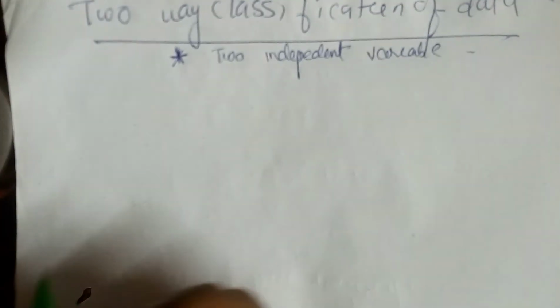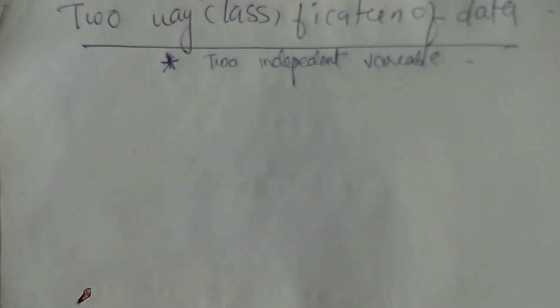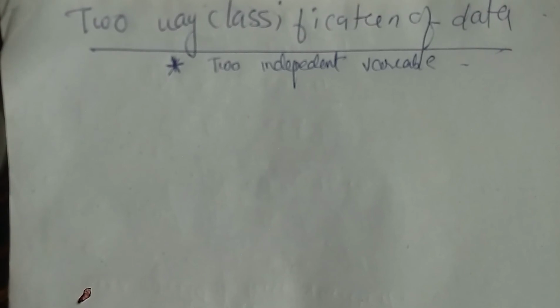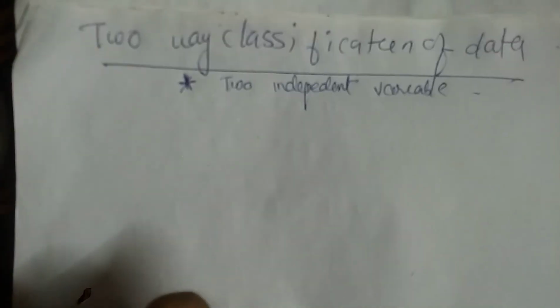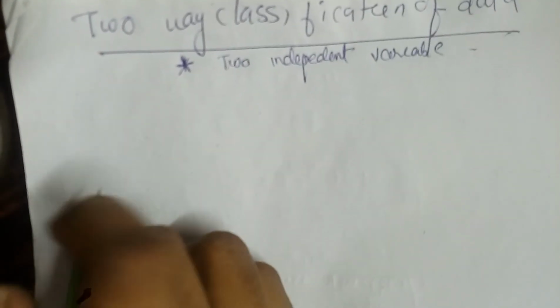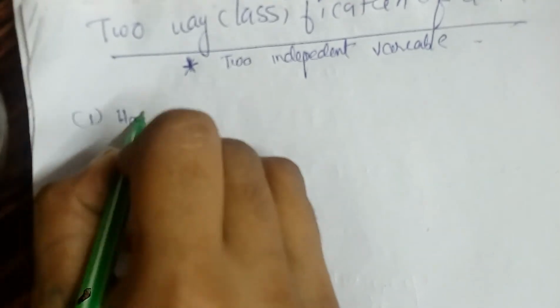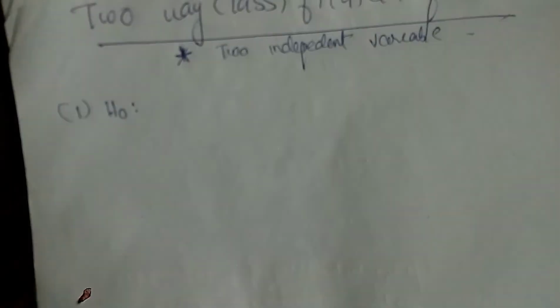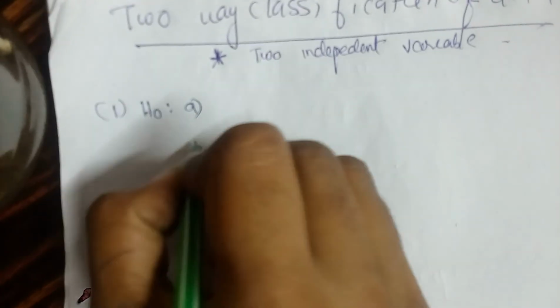And we can proceed to the procedure of two-way classification. First, we have the null hypothesis. In this case, we have two assumptions in the null hypothesis.